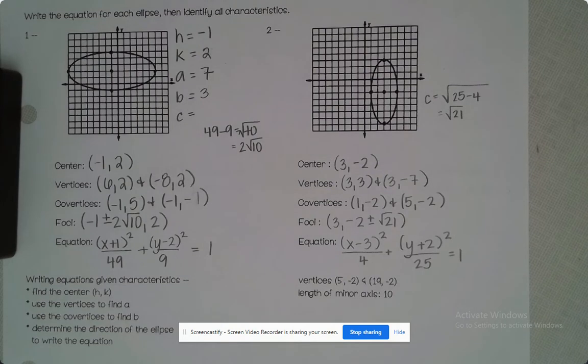That's what you should have. Center, vertices, and co-vertices you can get straight from the graph, because they're already on there. C should be plus or minus square root of 21, or square root of 21 is totally fine with me, either one. There's your foci, there's your equation.